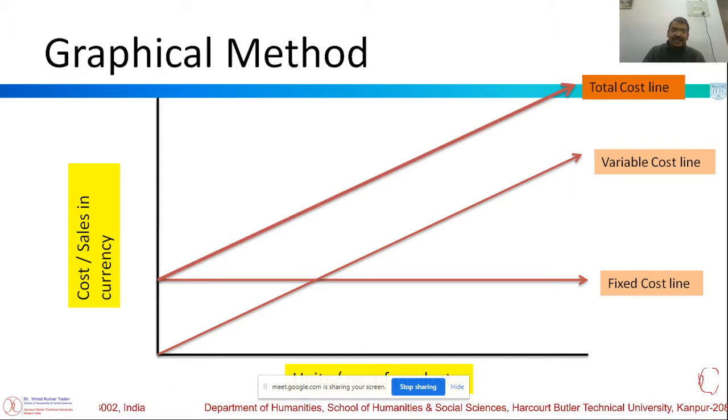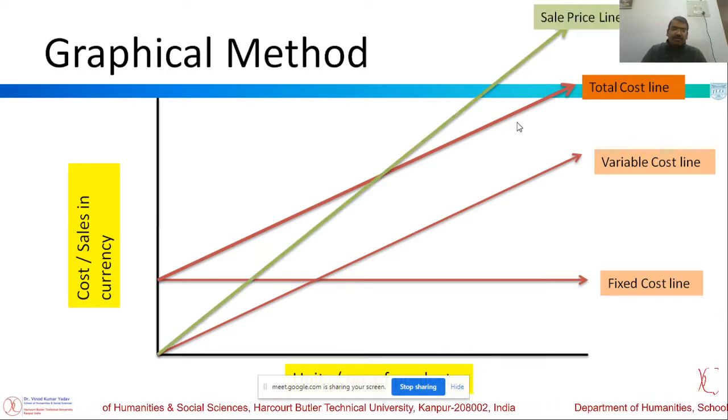Now the total cost line is very clear. I hope that everybody can understand this. This represents the total cost line because this much is fixed cost, and for 5 numbers, say for example, this is fixed cost plus this variable cost. So total cost is this. Now the sales price line is like this. That means for 1 unit you have some price, and this represents the revenue line. This is also called the sales line, or you can say revenue line, right?